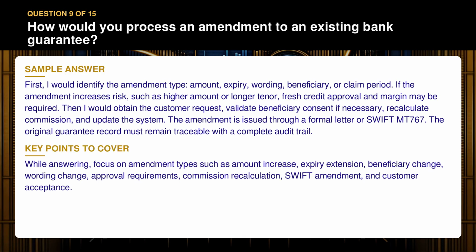While answering, focus on amendment types such as amount increase, expiry extension, beneficiary change, wording change, approval requirements, commission recalculation, SWIFT amendment, and customer acceptance.